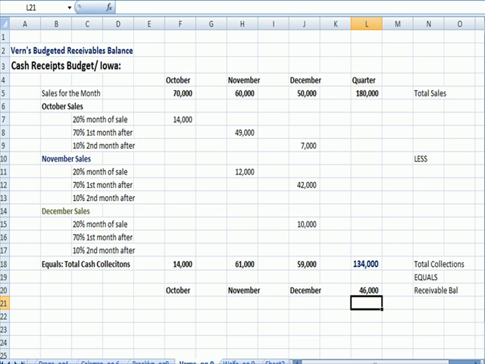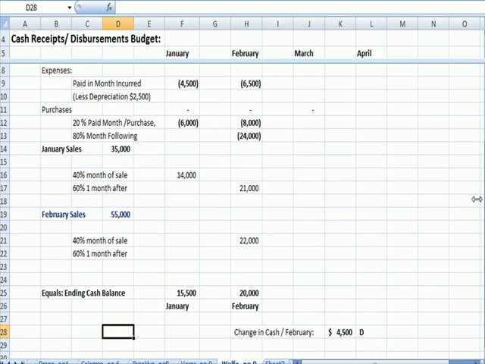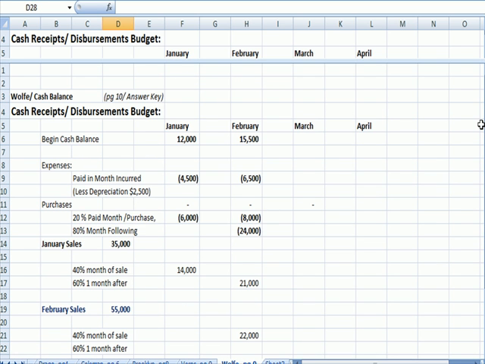Let's go to the Excel and go to the wolf template. What's different in this template, for one thing, it's titled Cash Receipts and Disbursements, is that we're given a beginning cash balance line, $12,000. The 4,500 you can see in the formula here is the 7,000 less the 2,500 depreciation. That's the operating expenses in cash. That's why I put less depreciation in parentheses.